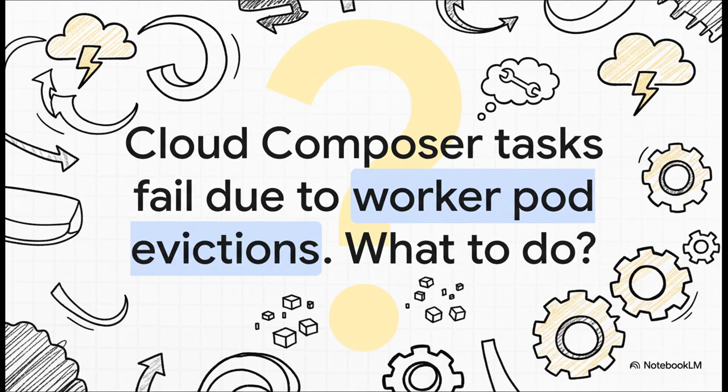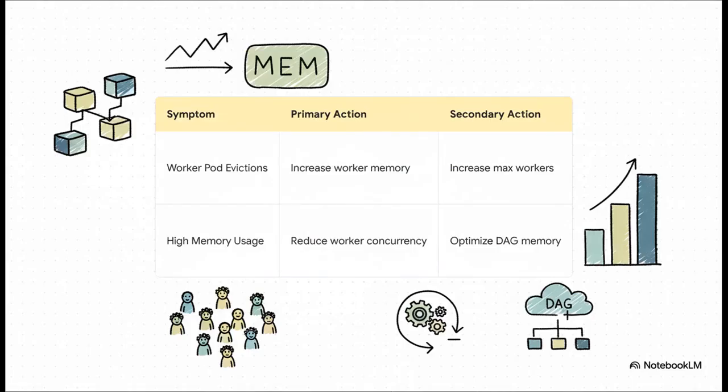So let's get operational. You're looking at your Cloud Composer 2 environment, and you see worker memory usage is spiking. Even worse, your tasks are starting to fail with these dreaded worker pod evictions. What do you do? This is a direct test of your hands-on knowledge of managing a critical service like Composer. The correct approach here is a two-pronged attack.